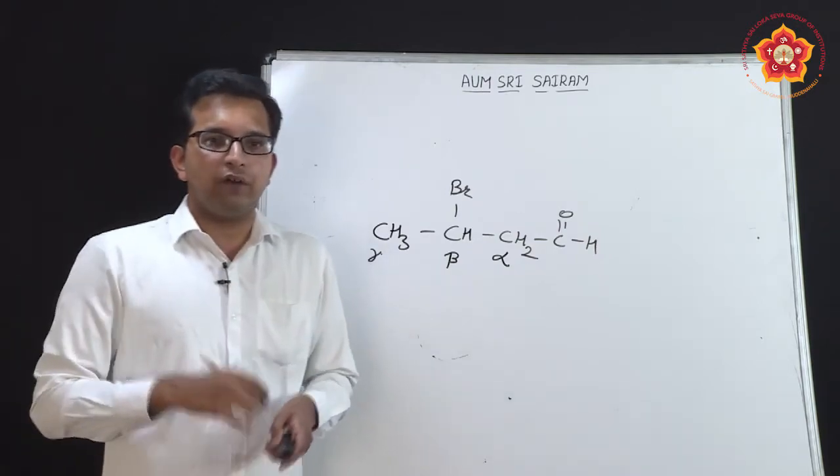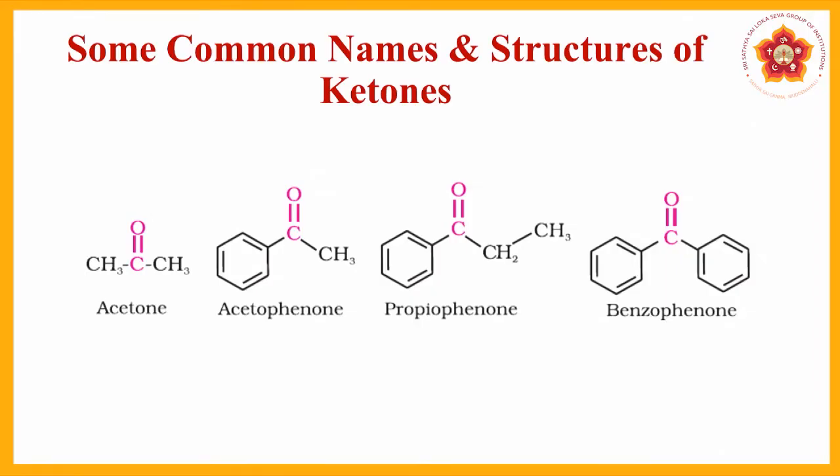Some of the compounds that are shown: acetone. Acetone is actually used in nail polish remover, girls must be knowing this well. Acetophenone, which is again an organic compound considering the benzene ring presence. Propiophenone, phenone for benzene ring. Prop because after the benzene ring you have 3 carbon atoms, and then benzophenone, that is because 2 benzene rings are attached to the central carbonyl group, the ketonic group which is present.